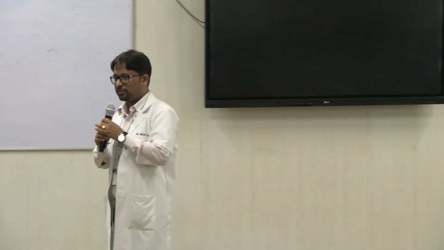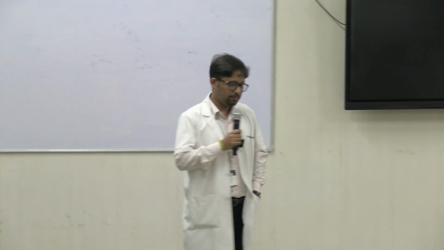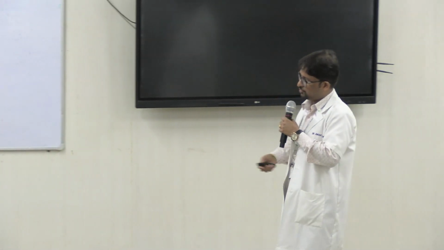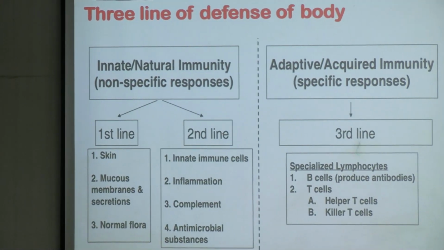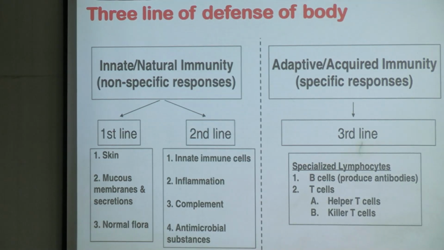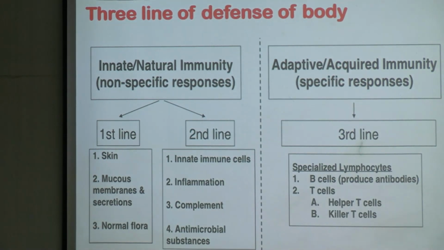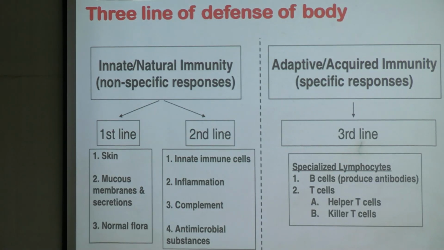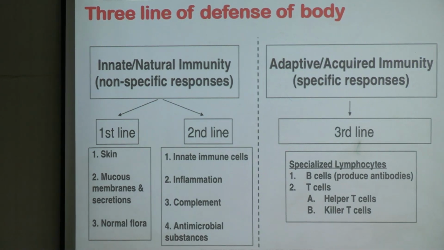All of you are aware that there is a three-tier defense system of the body, right? We'll try to put them in perspective of some organization. The first line of defense, usually we talk of the skin, intact skin, mucous membranes, and their secretions. How they act, and what the contents in the secretions are that enable that, we'll come to later on. And normal flora. So what is flora?